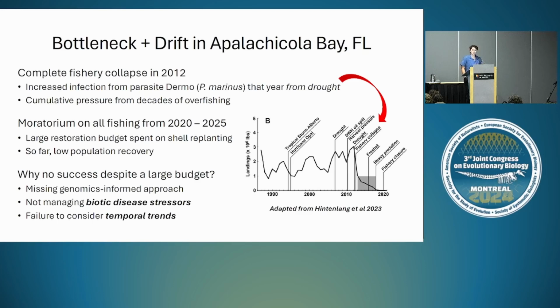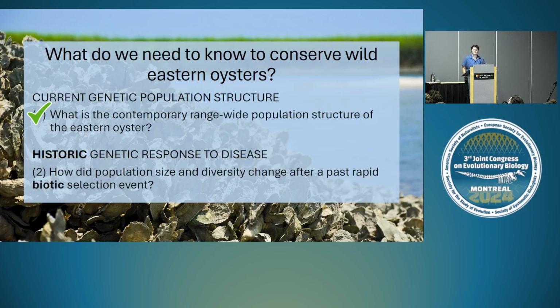They may be missing a genomics-informed approach, failure to manage biotic stressors, and not considering the temporal trends of the data here. So what can we learn from this instance of Apalachicola Bay, Florida? We should be taking into account the historic trends of our data and also responses to biotic stressors. So I'm now going to talk about some preliminary work and plans that I have for incorporating this.